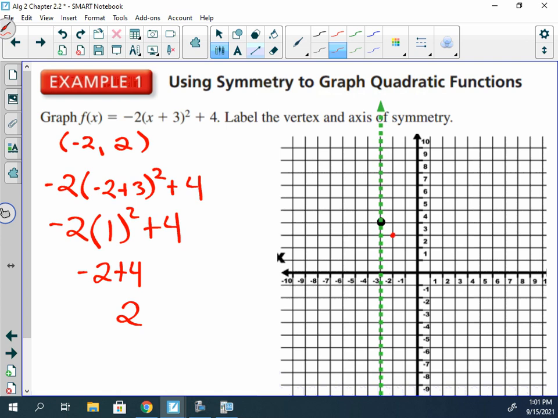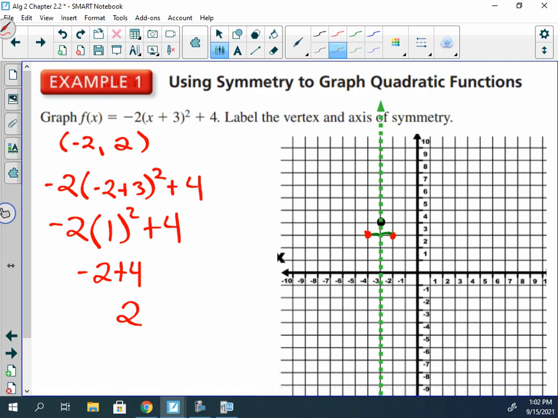Now, as we said, the parabola is going to be mirrored across that axis of symmetry, yes? How many points have I calculated for? 1, right? Well, I know that the distance from here to here is going to be the same on either side. So it means I actually have another point right there.